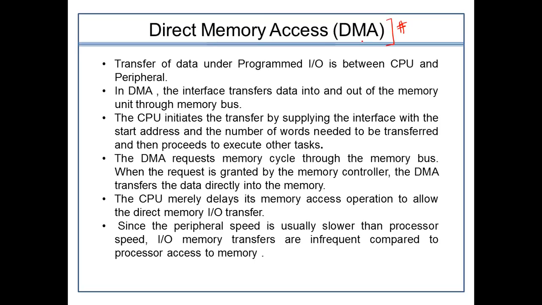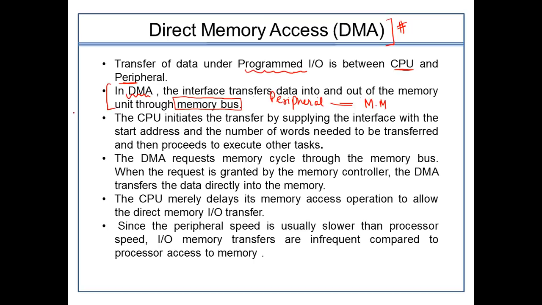Basically, when we talk about programmed input output, the data is transferred only between the CPU and the peripherals. But in case of DMA, as I stated in the first slide also, the interface transfers the data into and out of the memory unit through a memory bus. So DMA will have the facility to work on the memory bus so that the peripheral and the main memory can have a direct access.